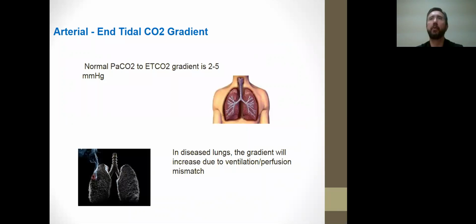The research has shown that in patients with normal lung function, the normal gradient is 2 to 5 millimeters of mercury. But with upper and lower airway diseases, seizures, and metabolic problems such as DKA, the gradient is going to increase due to a VQ, or ventilation to perfusion, mismatch.